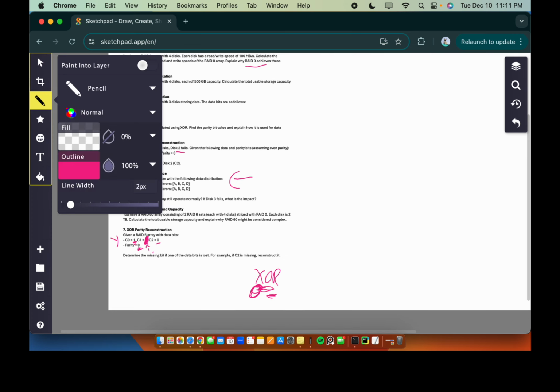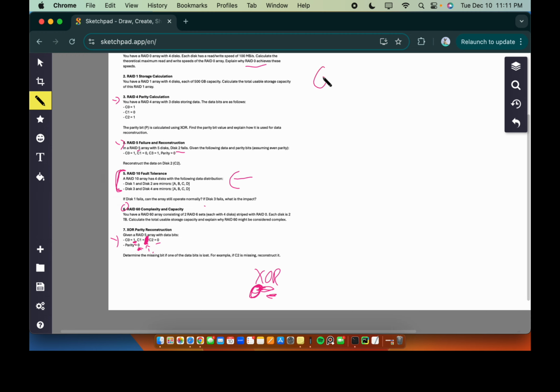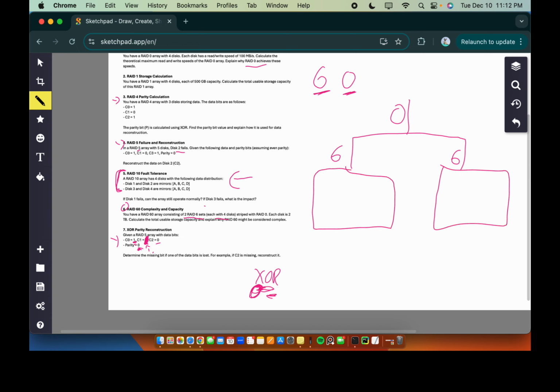So this is another confusing one, right? RAID 60. So, 2 RAID 6 sets, each with 4 disks. Think of it this way: 2 RAID 6, inside, outside, you're striping them between these two groups. What do each of these groups have? 2 RAID 6 sets, each with 4 disks. 1, 2, 3, 4, 1, 2, 3, 4. And each disk is 2 terabytes.